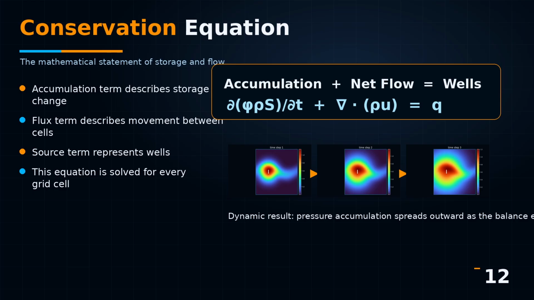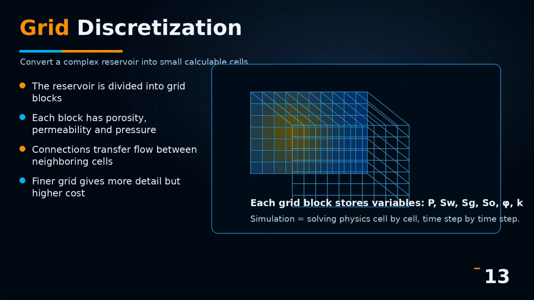Now that we understand the conservation equation, let us move to grid discretization. A real reservoir is continuous, but a computer cannot solve equations at every point in continuous space. Therefore, we divide the reservoir into grid blocks. This process is called discretization. Each grid block represents a small volume of rock with averaged properties such as porosity, permeability, pressure, and saturation.